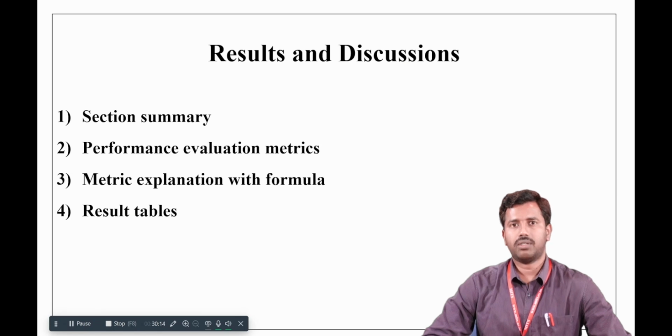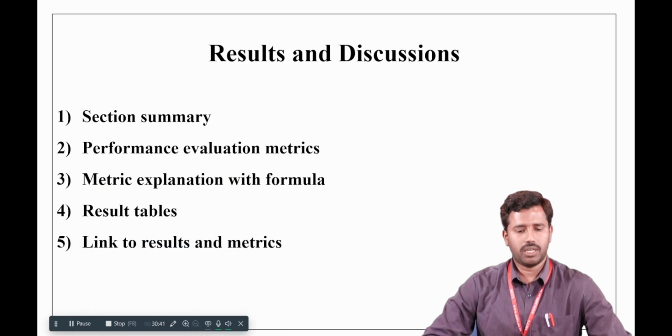In the recent scenario, whenever we publish any work in peer-reviewed articles or conferences, the reviewers continuously ask us to maintain a comparative result table with the existing authors and our proposed work. That table itself shows the strength and advantages of our proposed research work. After that, link to the results and metrics. All this information will be in the results and discussion.